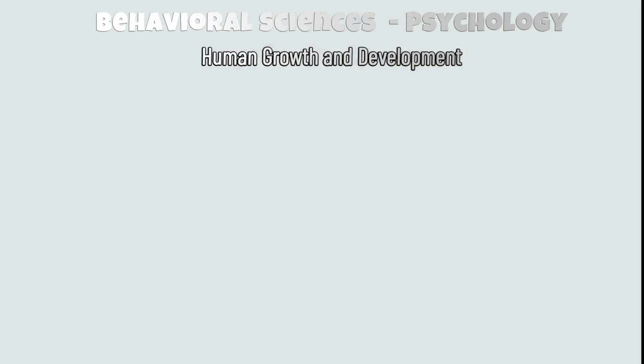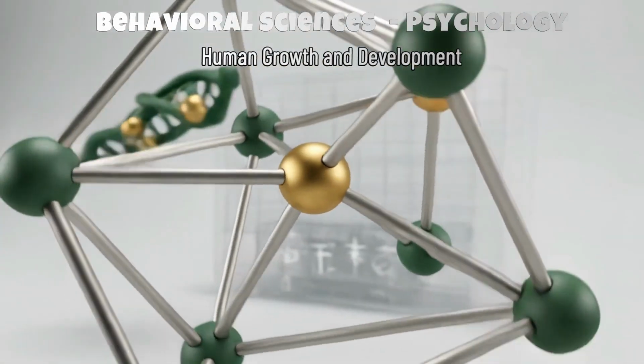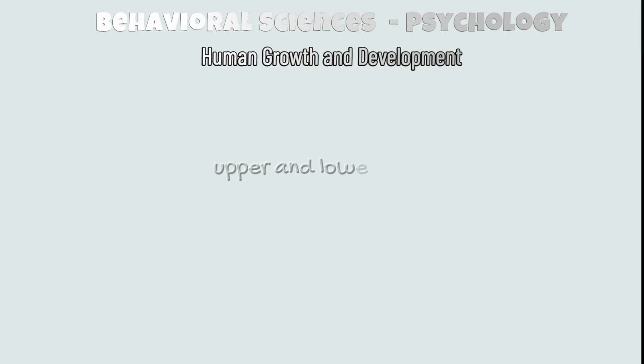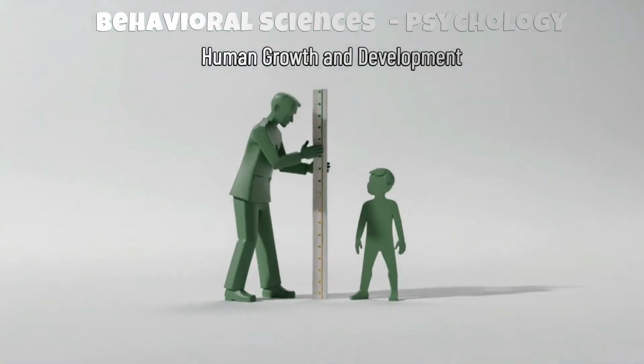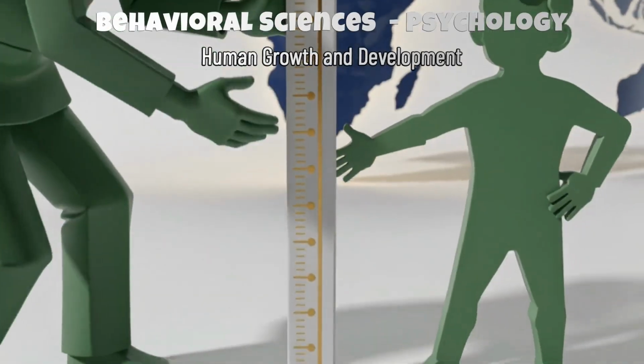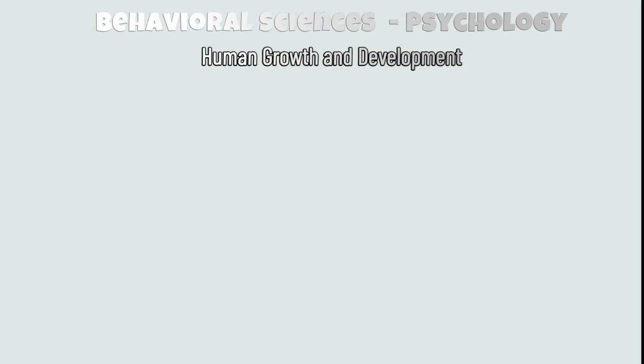Heredity also sets what we call a reaction range, which is essentially the biological upper and lower limits of a trait. Your genes might give you the potential to be quite tall, for example, but whether you actually reach that maximum height depends on other factors. Nurture, the role of environment.